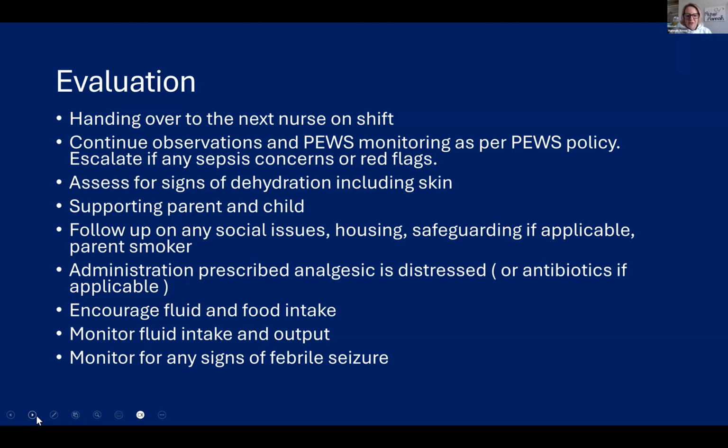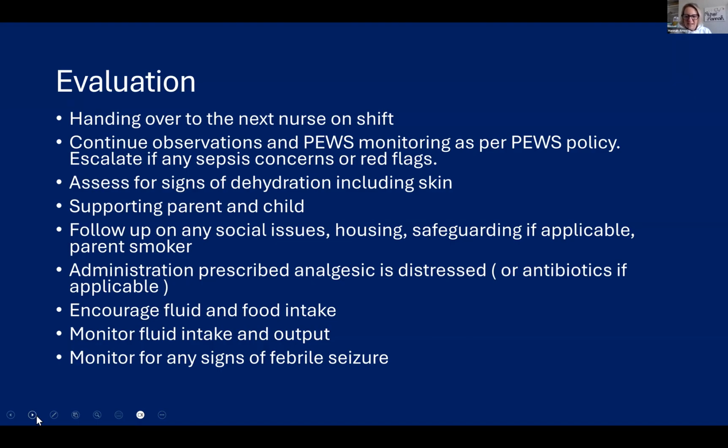If you've identified any social issues in the holistic assessment, housing, safeguarding, parent smoking, not being immunised, those things would need to be handed over. Continue to administer prescribed analgesics if distressed, or antibiotics if it's applicable to your scenario. We want to encourage food and fluid intake, and we want to monitor that fluid intake and output as well. And potentially we would ask them to continue to monitor any signs of febrile seizure as well. So that's the standard handover.